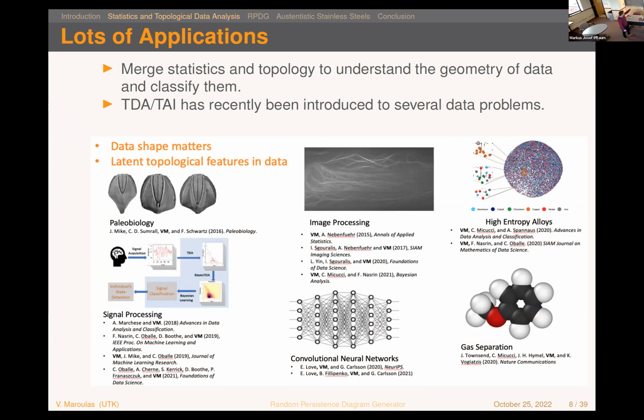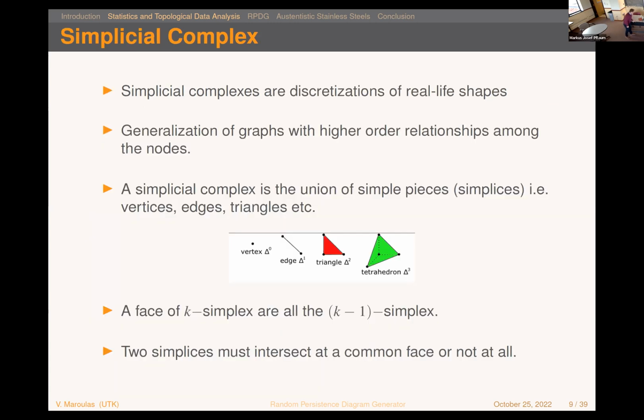So why topology? Topology because we're talking about the shape of data, but data comes with uncertainty and noise. So you need the statistics, and that's why I'm merging them too. These are various studies and various different applications where I have developed algorithms between topological data analysis, statistics, and machine learning. Okay.